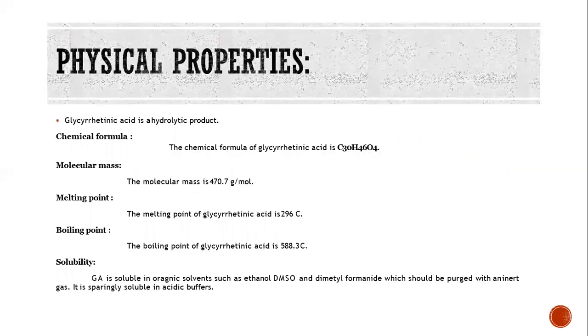Now we should continue towards the physical properties of glycyrrhetinic acid. Glycyrrhetinic acid is a hydrolytic product formed from glycyrrhizic acid. The chemical formula of glycyrrhetinic acid is C30H46O4. The molecular mass is 470.7 grams per mole. The melting point is 296 degrees Celsius. The boiling point is very high, given as 588.3 degrees Celsius.